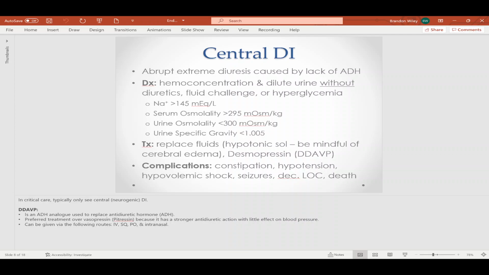Some complications: constipation. Why do you think that? Yeah, so you don't have enough fluid, so the intestines absorb that water. And with all the water being excreted, you don't have that water to absorb, so you're going to have constipation. Hypotension and hypovolemic shock, why? Yep, so you're going to have a decrease in fluid, so decrease in perfusion. Seizures.